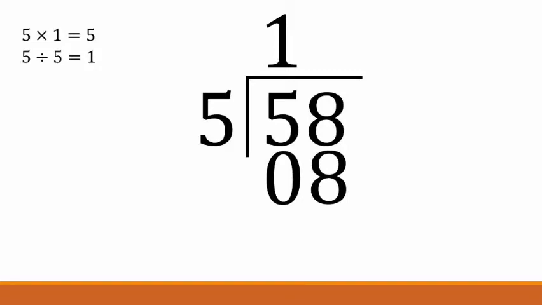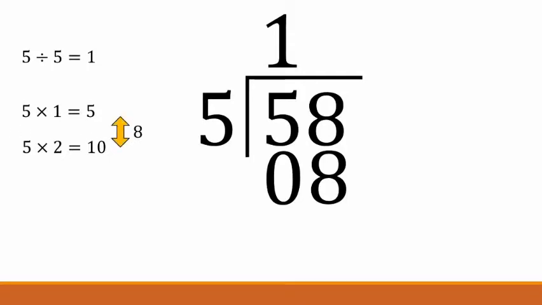Now we are going to look for a number multiplied by 5 that is close to the 8. We know that 5 times 1 is equal to 5. We also know that 5 times 2 is equal to 10. We're looking for an 8. The 8 is exactly between those two numbers, but since we cannot exceed the quantity, we are going to choose the first one. We have two options, 1 or 2. We are going to choose the lower one, that is 1. And we are going to put it just there.